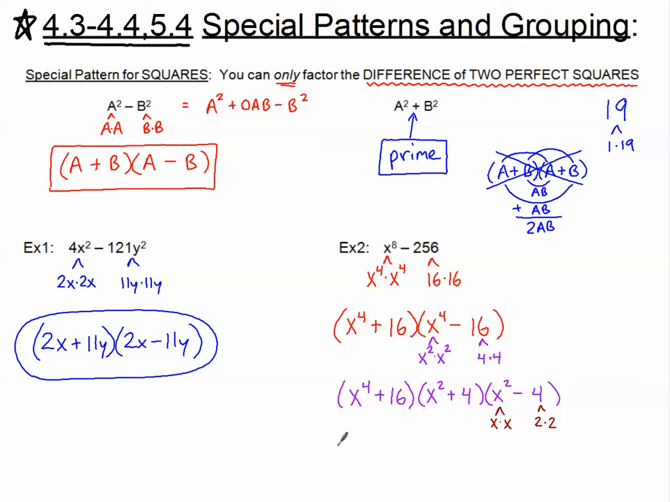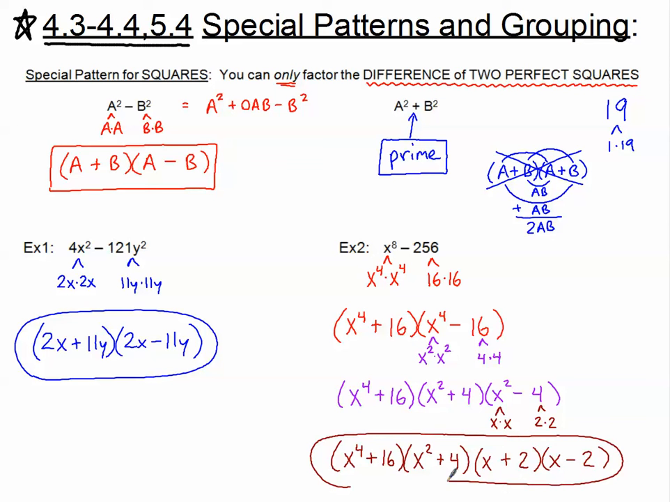Now the first two sets of parentheses, of course, will just remain. X to the fourth plus 16, x squared plus 4. But this last set will factor one more time. X and x go in the front, 2 and 2 go in the back. One's positive, one's negative. This is not a difference of two perfect squares, so we are finished. That is a pretty cool problem.